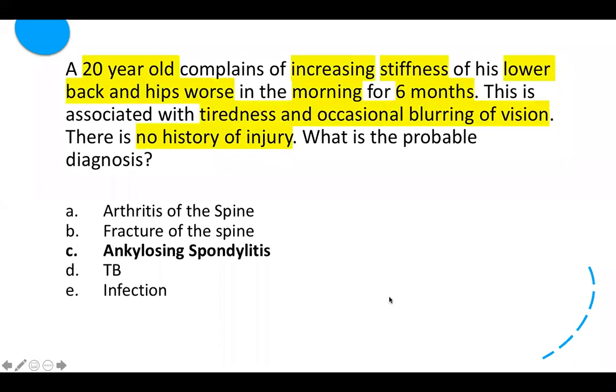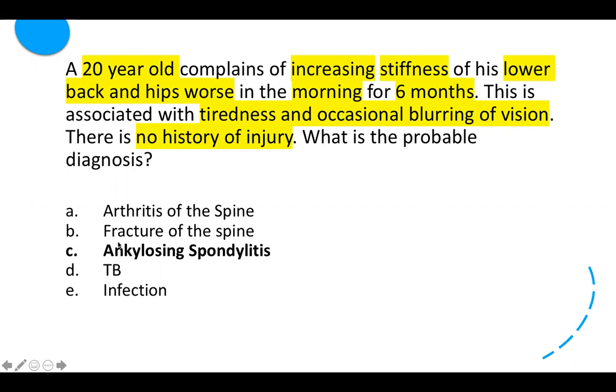Yeah, perfect. So C. And the reason why we're thinking of ankylosing spondylitis is because, A, of the age, it's a 20-year-old. They've come in with increasing stiffness of the lower back and hips, which is in keeping with ankylosing spondylitis, and it's worse in the morning for 6 months, so it's something that you would expect from AS. They've also got tiredness and occasional blurring of the vision.